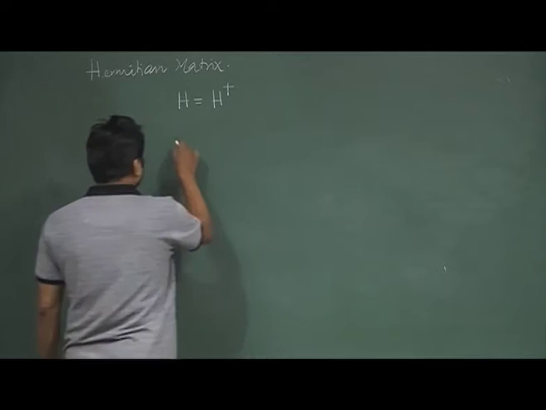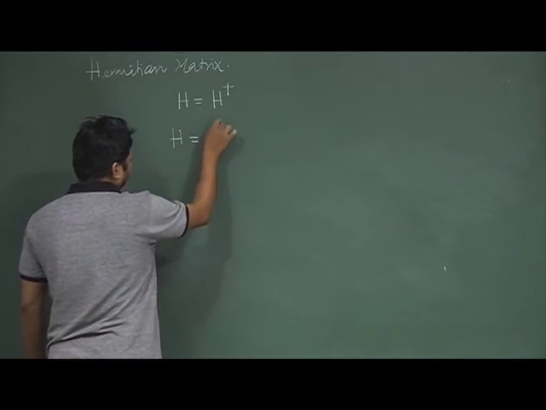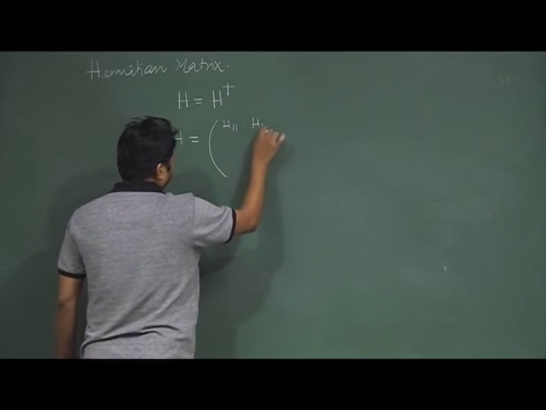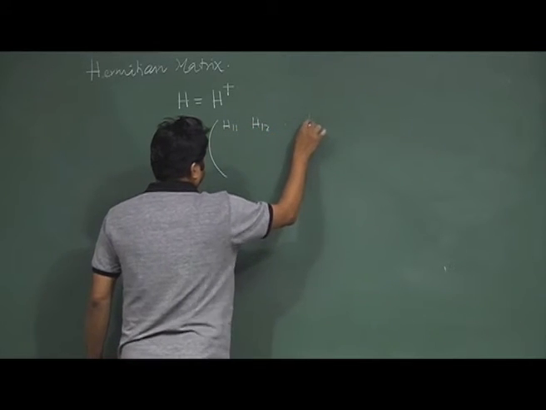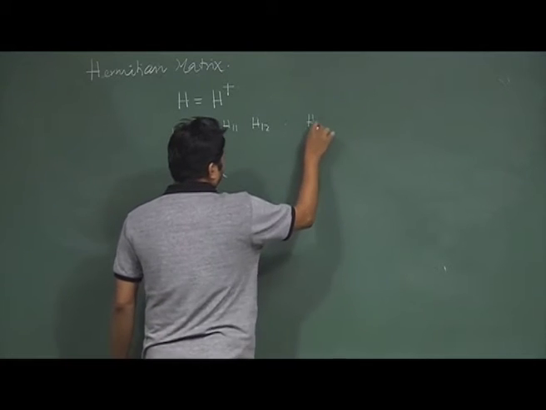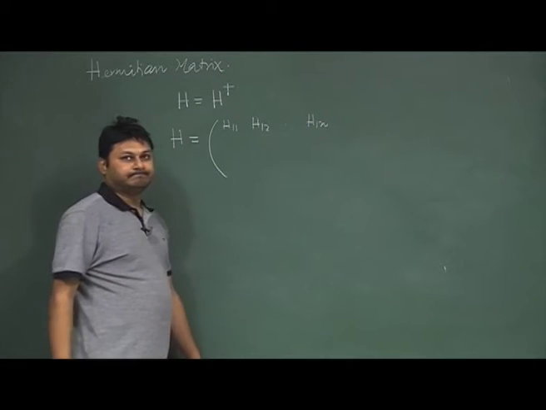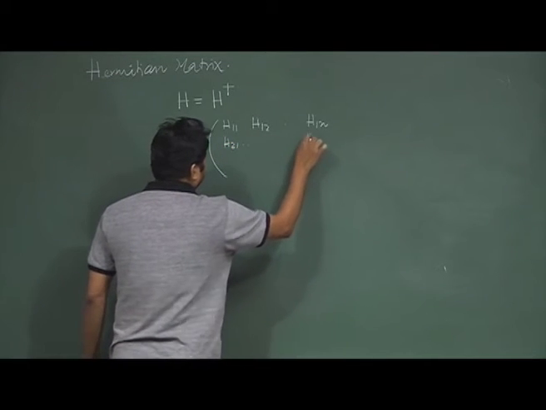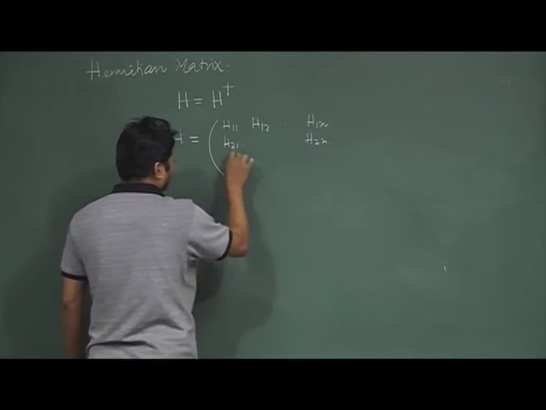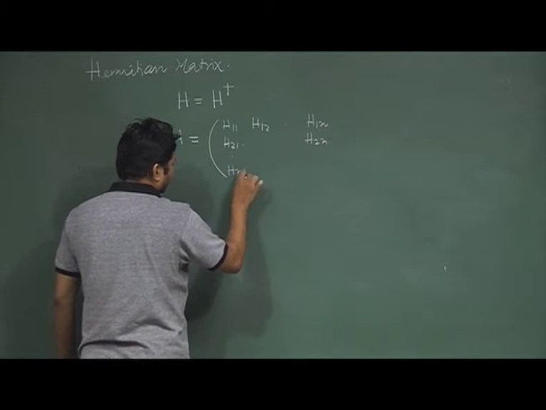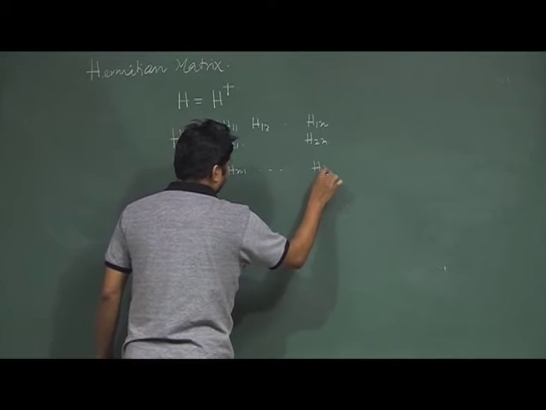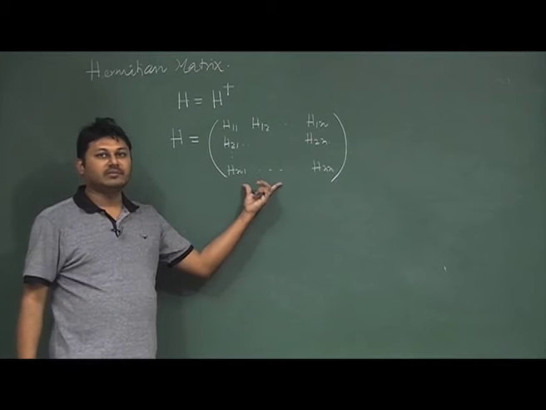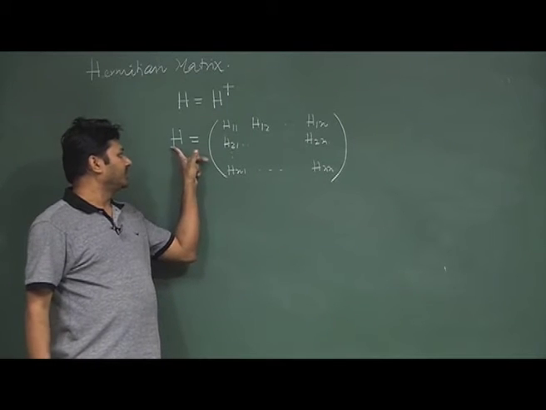So what is H, by the way, let me write it. Component wise it is H11, H12, H1n, H21, H2n, Hn1, Hnn. This is my given matrix H.